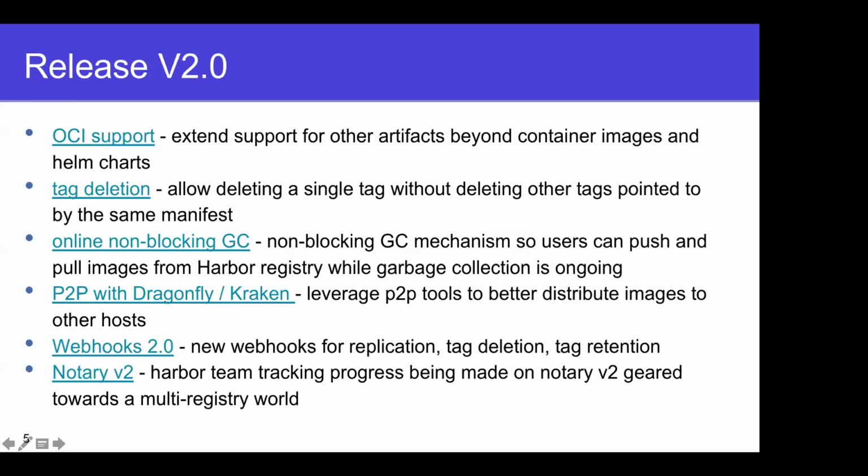Online GC is something that we have right now. When you run garbage collection, it doesn't take the instance down, so it's still online, but it does put Harbor into read-only mode, which means you can't push images to it. Depending on the size of your image set, that can take quite a while, if you have terabytes of data or more. So the goal is to deliver a non-blocking GC, which means users can push and delete images from the Harbor registry while garbage collection is ongoing. It runs silently in the background, and there's no possibility of image corruption when you push artifacts to it.